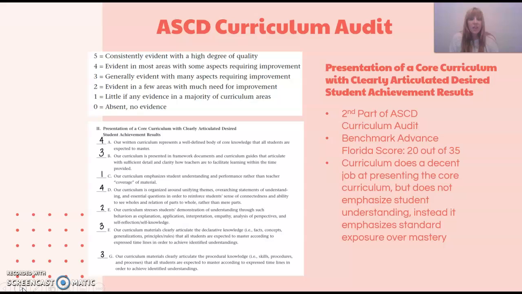The ASCD curriculum audit portion that I chose to focus on was the second part. If you add up the scores and get a 5 in all of the sections in part 2, you would get a total score of 35. Benchmark Advanced Florida scored a 20 out of 35. It does a very good job at presenting the core curriculum, but I don't feel that it emphasizes student understanding, but instead it emphasizes standard exposure over mastery.